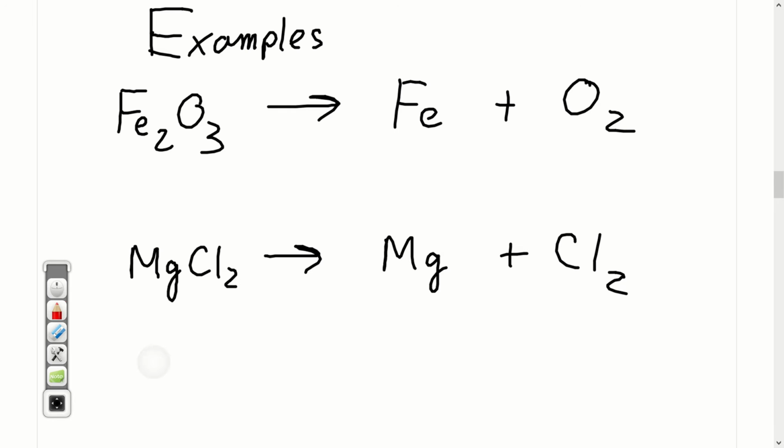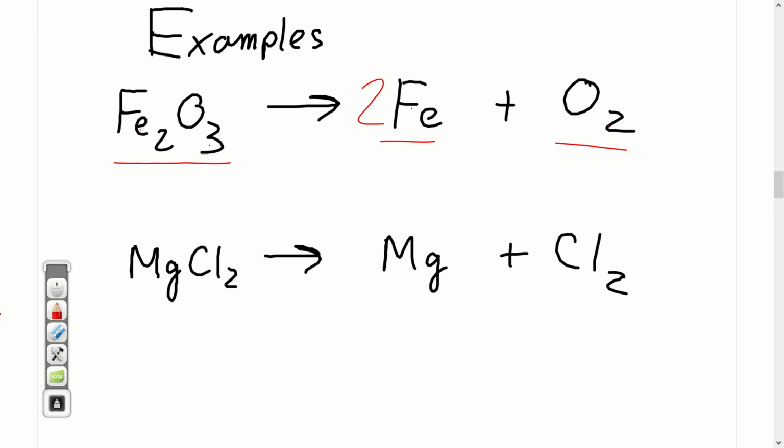So here's examples of decompositions. You can see right here I have iron 3 oxide, splitting up into the elements, iron and oxygen. If I want to try to balance this one, I might be going 2 Fe, 1 Fe, so 2, 3 oxygens, 2 oxygens.